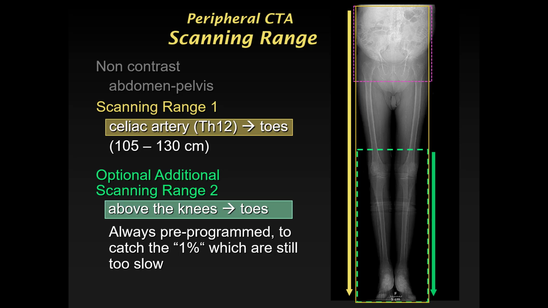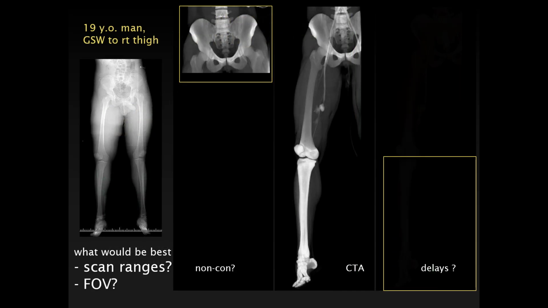Now, if you pick the runoff protocol in a trauma patient, this may not be ideal. Let's look at this patient. The patient is a 19-year-old man with a gunshot wound to the right thigh. If you do a standard runoff protocol, you would start with a non-contrast of the abdomen and pelvis, which is completely irrelevant, there's no need to do this. Then we will do a CT angio that goes from the aorta all the way down to the toes.